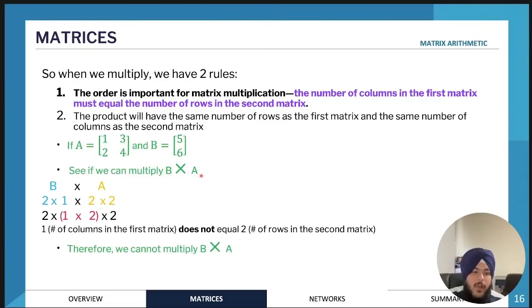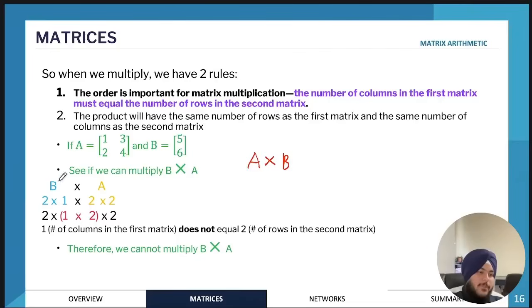Another thing that you need to understand is that multiplying matrix B by A is not the same as A times B. So A times B is not the same as B times A. The order is so important. And I'll show you why in a second.